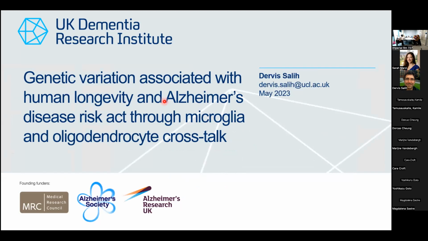So what I'm going to talk about today is an unbiased approach to gain new insights into Alzheimer's risk, and then to apply this approach to the aging brain as well, and then basically to see what is similar and what is different between those. So we found some surprising things, which I'm going to share now.